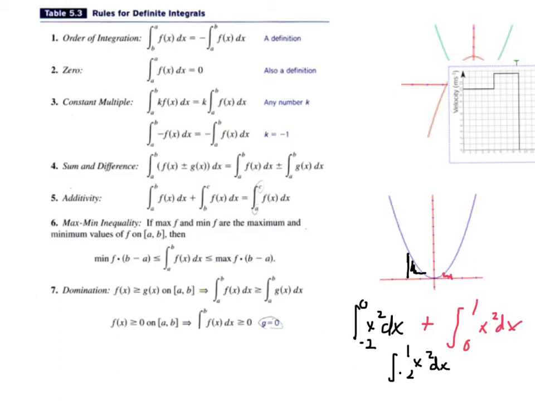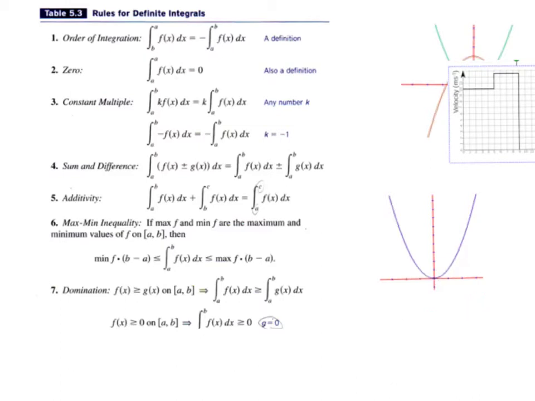Because if you take the area from -2 to 0, and you take the area from 0 to 1, and you add them together, then what you've just gotten is the total area from -2 to 1. And that's what additivity says. If I have the area from A to B and the area from B to C, then I can get the total area from A to C.